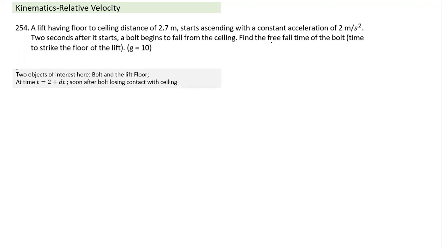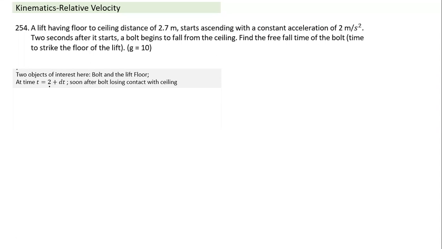The bolt begins to fall. Free fall means what? What is the time we are talking about? The time of free fall ends when the bolt hits the floor. So the two objects which are relevant are the bolt and the lift floor. Okay, so what will happen? Until 2 seconds, the bolt also had an acceleration of 2 meters per second square.